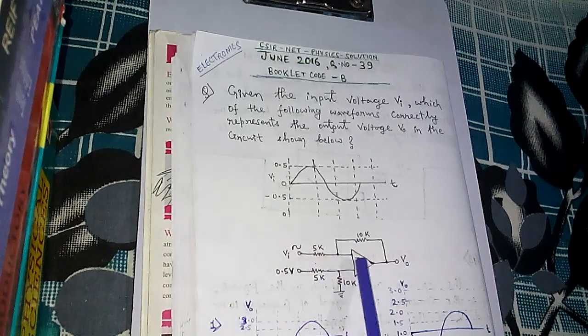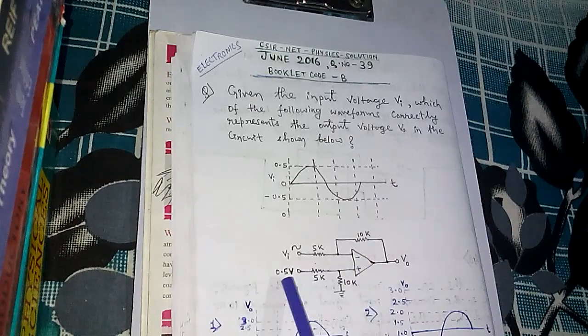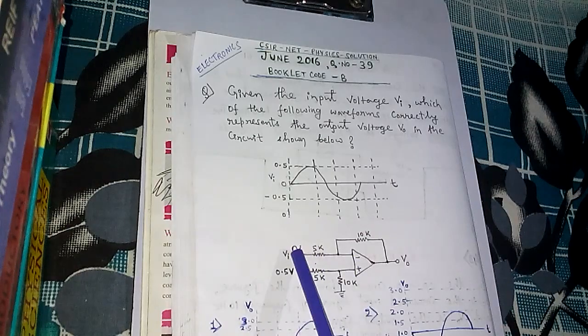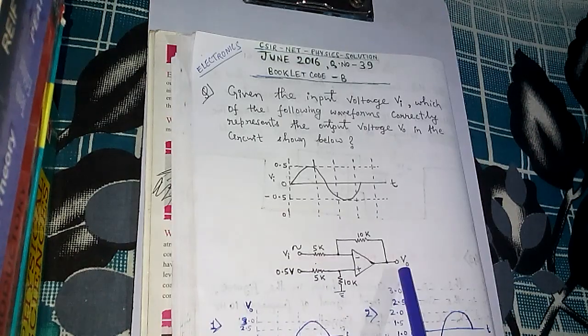Now this circuit has one more input voltage of 0.5 volt, and this is constant. This is the DC voltage. I can say this is the voltage from a battery. That means this circuit has two inputs. One is Vi, which is oscillating, and another is 0.5 volt, which is fixed. What is the output V0?